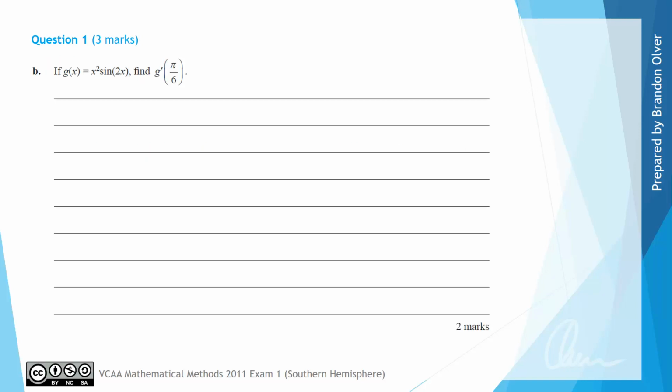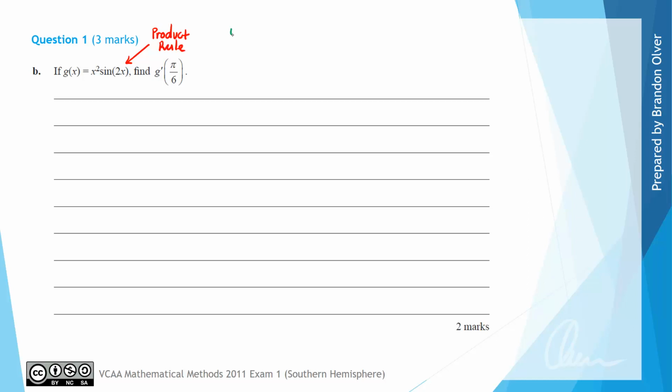For part B of this question we have the function g of x, which is x squared times sine of 2x, and we're asked to find the derivative g dashed when x is pi on 6. Inspecting this function we can see it's two functions multiplied together, so we're going to use the product rule.